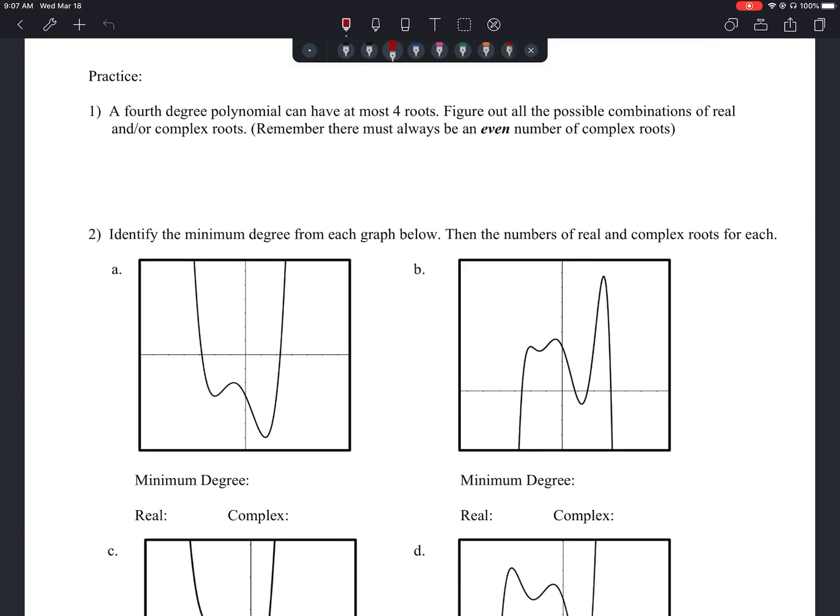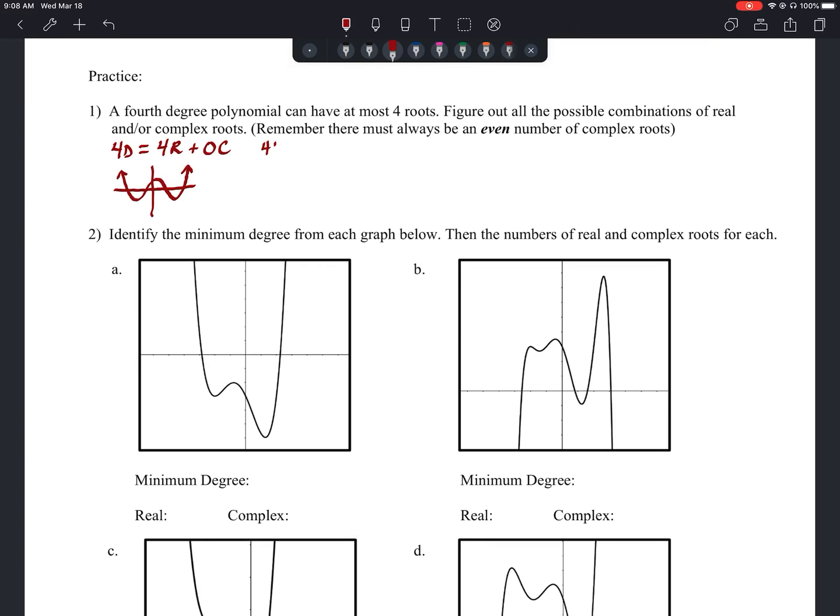If we have a 4th degree polynomial, I'll just put a D for degrees, 4th degree. The first thing we know is this could have 4 real roots and 0 complex roots. Let's see if I have room to do some sketches of graphs here. That could go something like this: 1, 2, 3, 4, kind of like a little W shape.